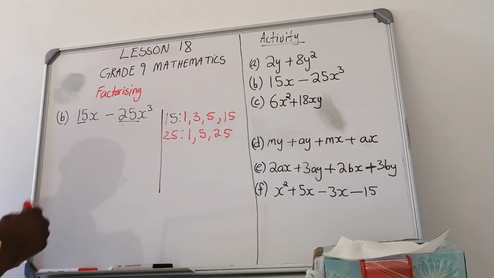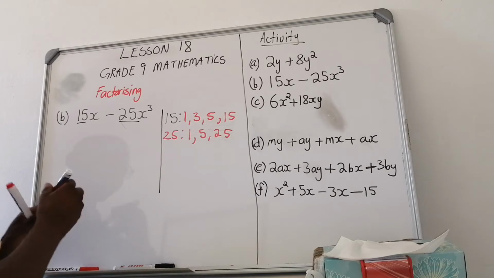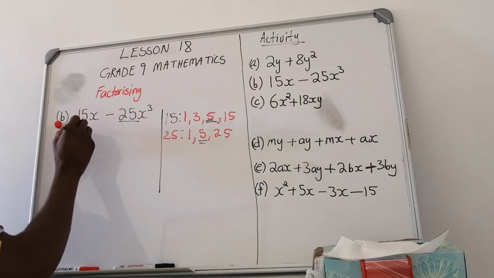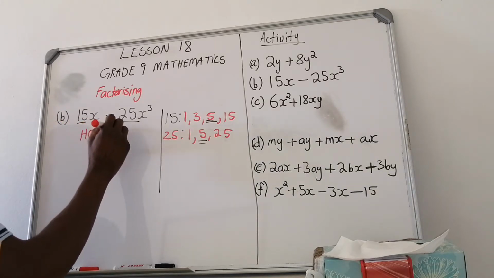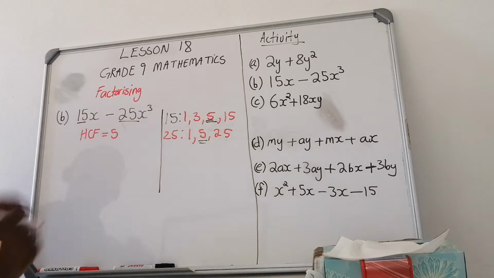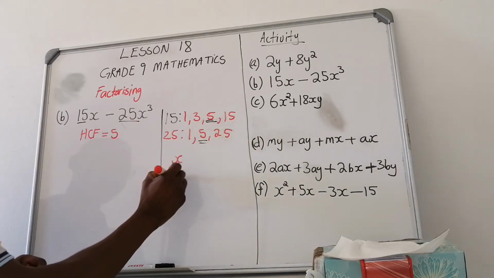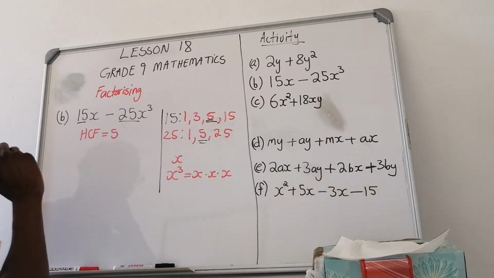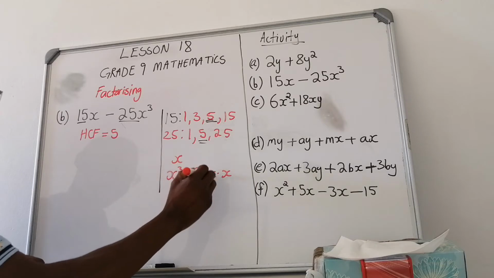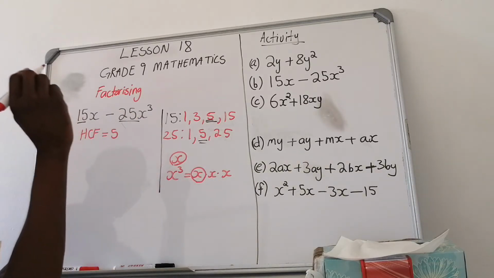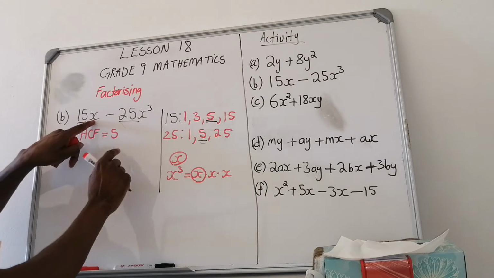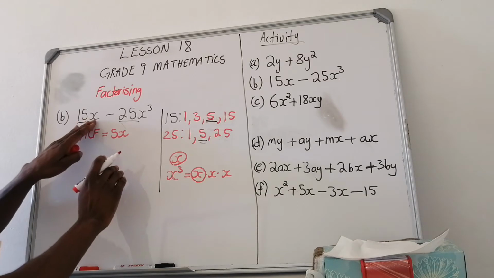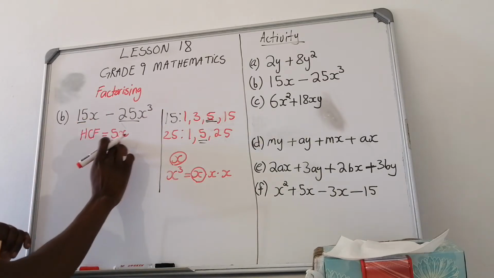So what does it mean? It means that 5 is the highest common factor of the two numbers. So far we know that our highest common factor will be made up of 5. What about the letters? We have x and we have x cubed. Remember that x cubed can be written as x times x times x, so this x is the same as this one. Therefore, the highest common factor of x and x cubed is simply x. So the highest common factor of 15x minus 25x cubed is 5x.